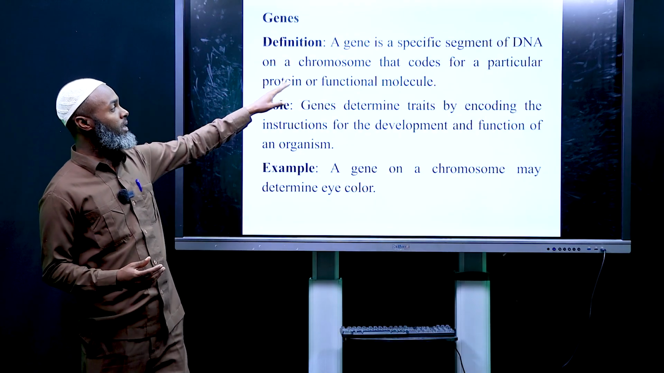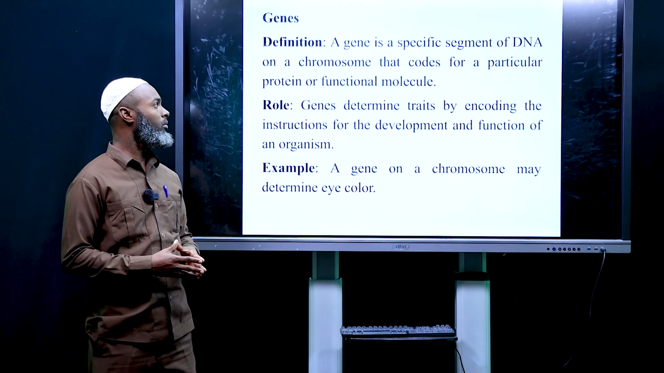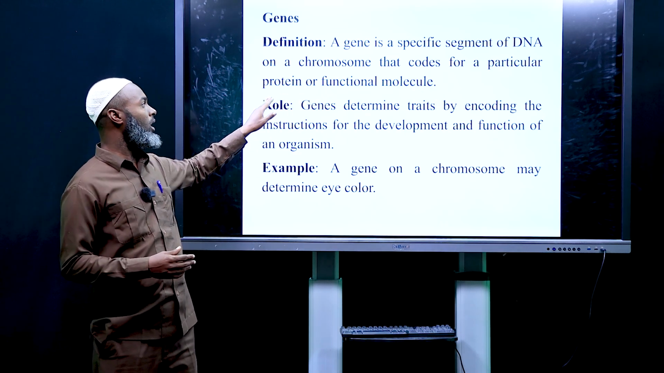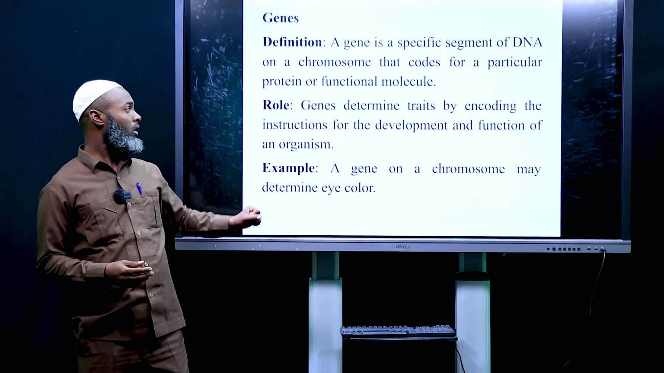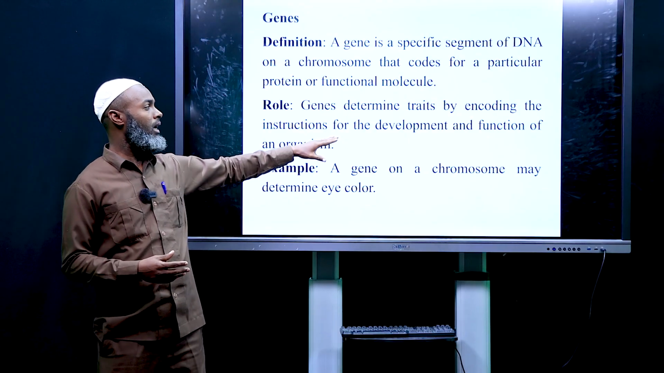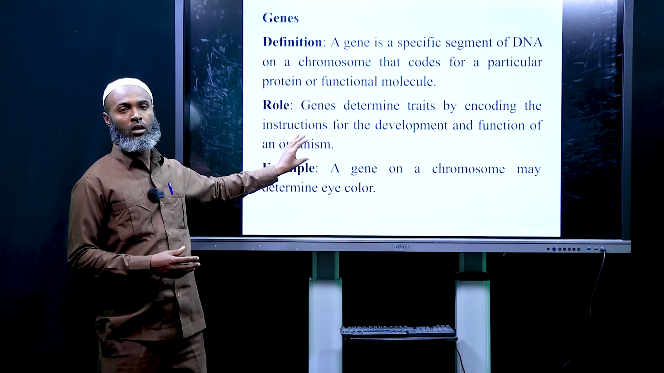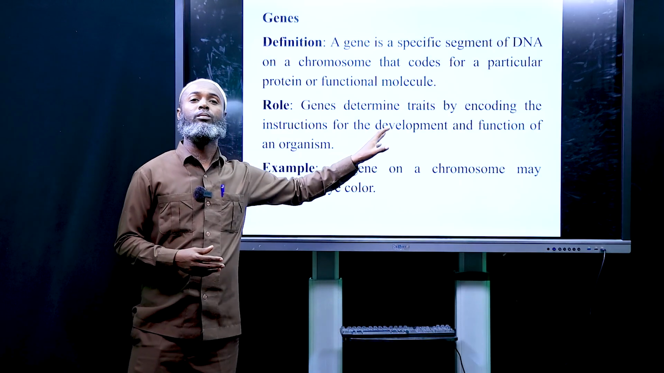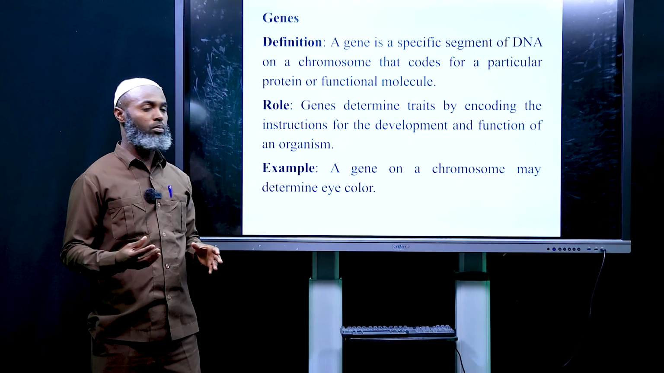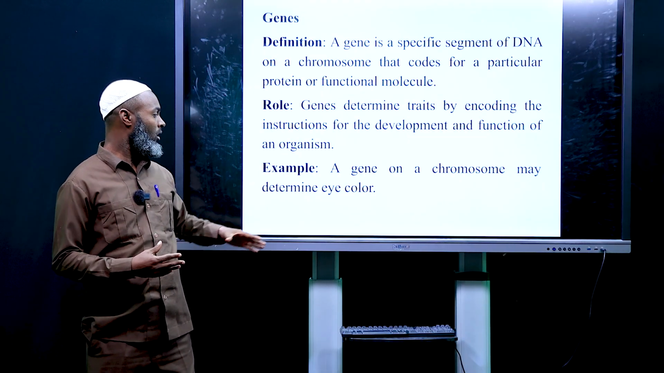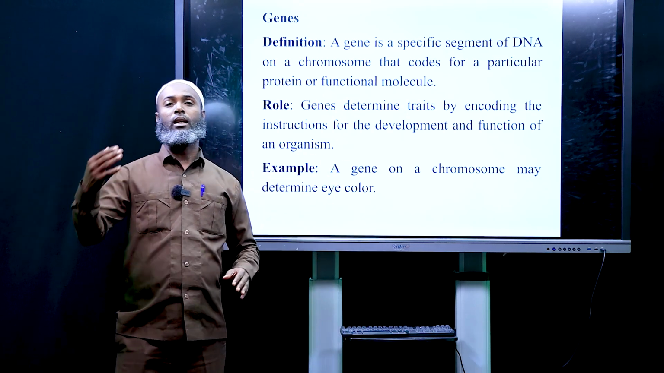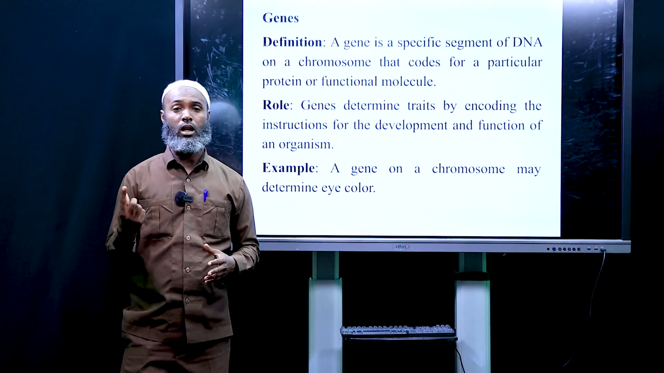Genes are a specific segment of DNA on a chromosome. So genes are carried by a chromosome and code a particular protein or functioning molecule. The role is to determine traits by encoding the instruction for the development and function of an organism. So the chromosome carries genetic information, whereas genes determine the trait. A gene on a chromosome may determine eye color and other traits. So eye color is one trait, one characteristic.